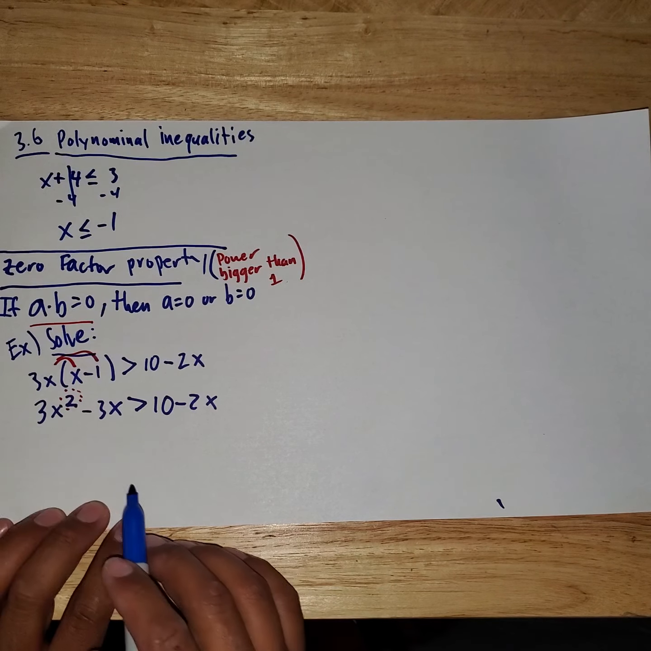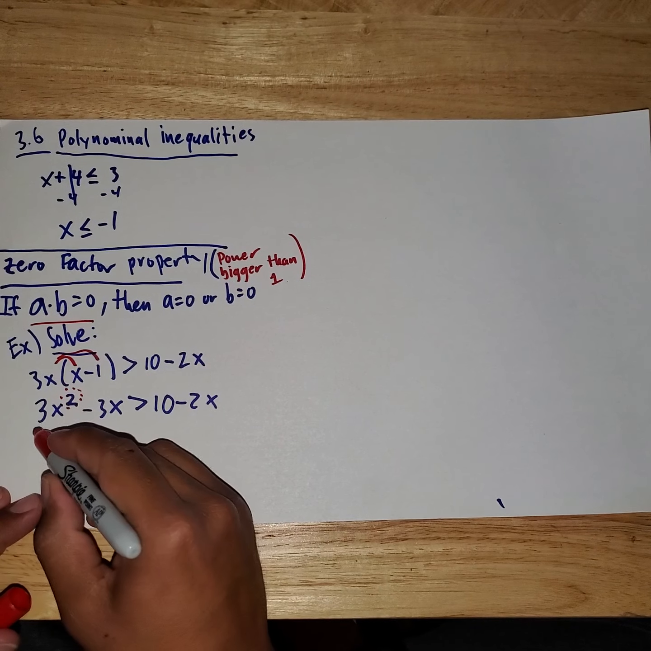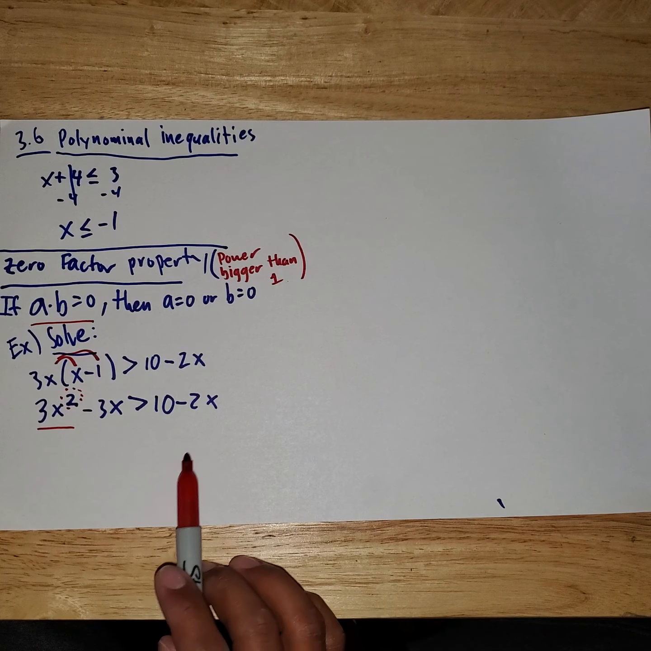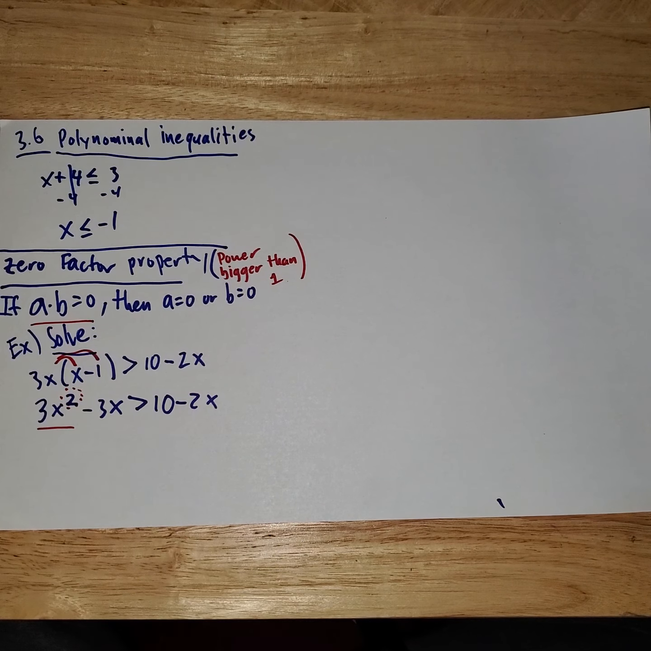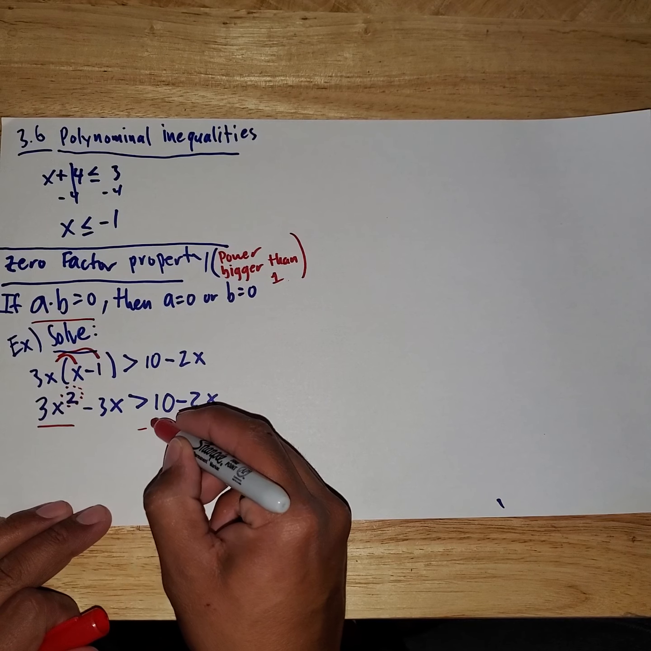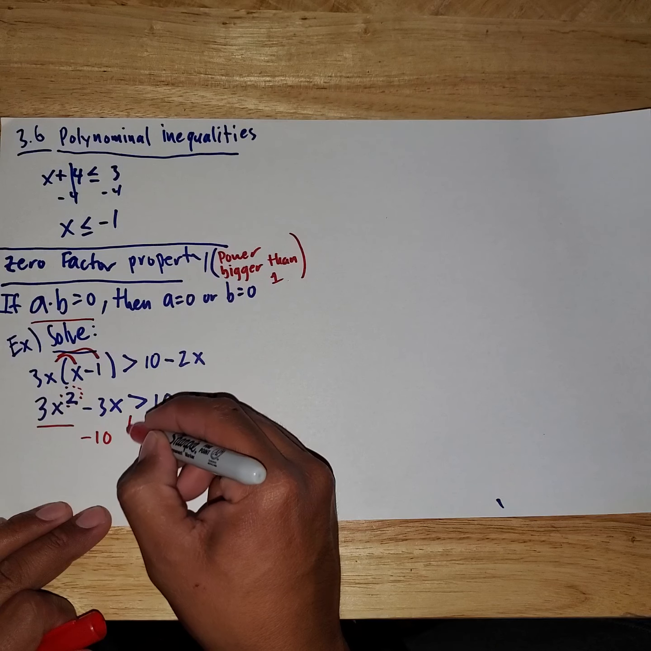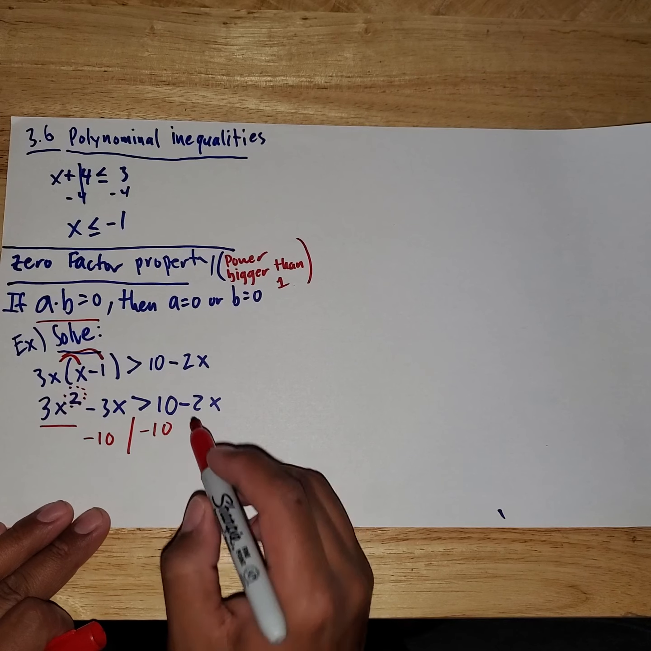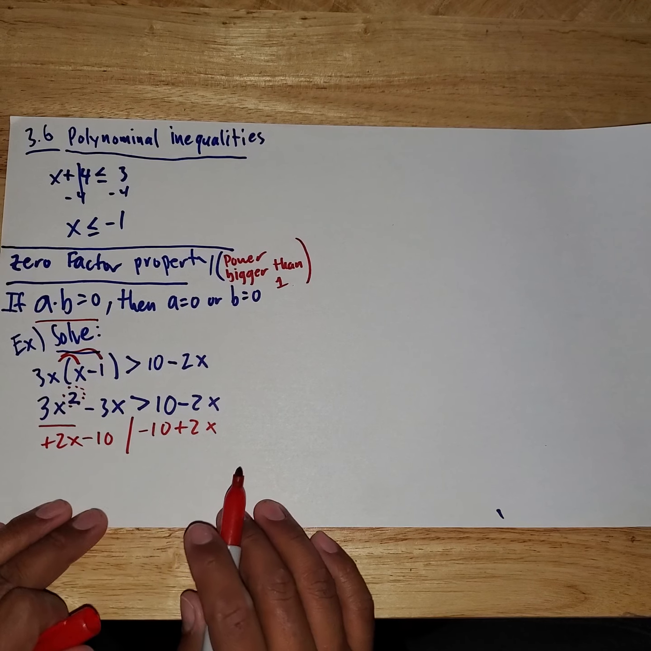So I have to try to move everything over, and remember, you usually want your leading term to be positive. So I don't really want to be moving things to the right just because that's positive already. I'd rather move all of these to the left. So I do that by, I can subtract 10 to both sides. Remember, here's your inequality. You would do it on this side. And then we're going to add 2x to both sides.